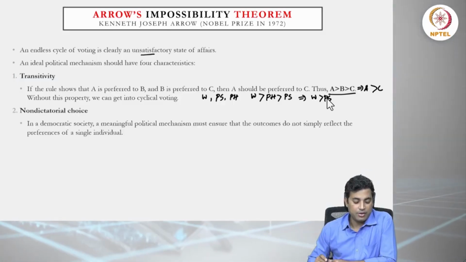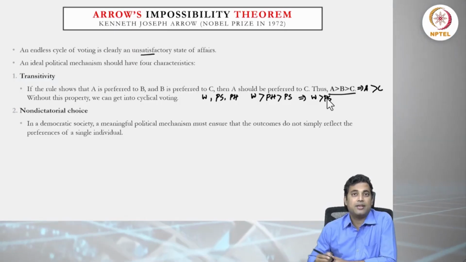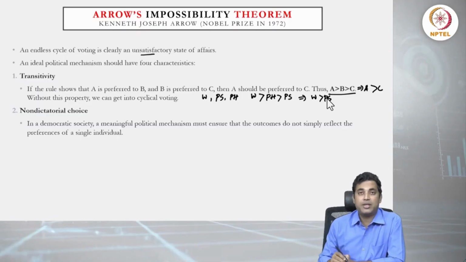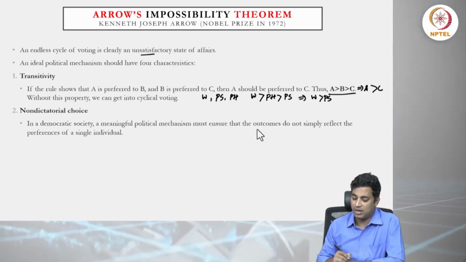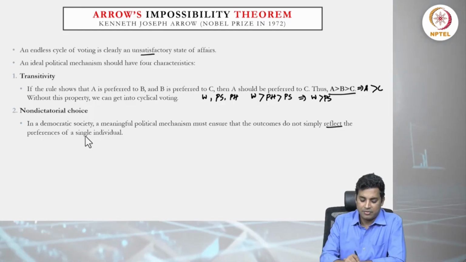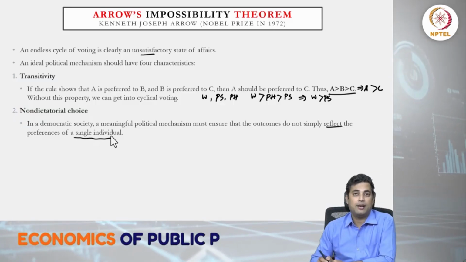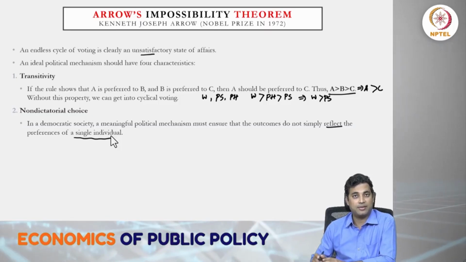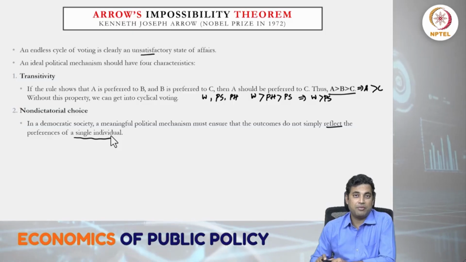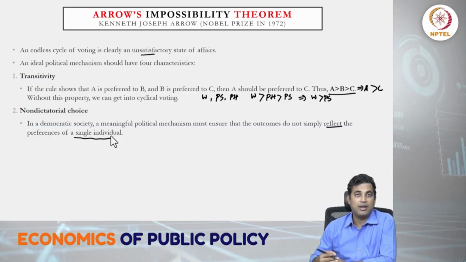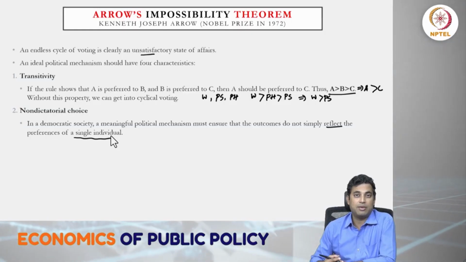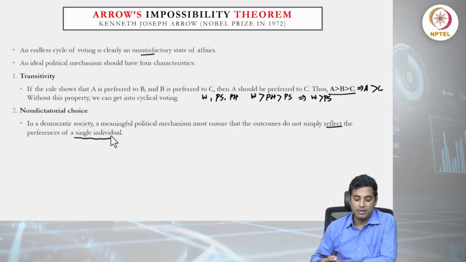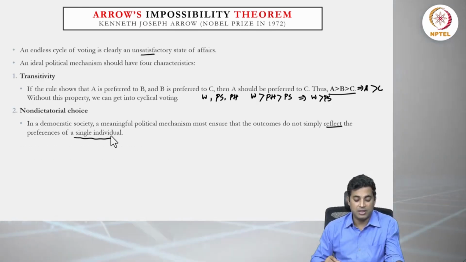The second point is non-dictatorial choice, like in a democratic state of affairs or in society. A meaningful political system or mechanism must ensure that outcomes do not simply reflect the preferences of a single individual or single elite or single interest group. So that is one thing. If individual preferences are not treated individual-wise, and all the individuals in the society are given equal weightage, then this problem, the voting paradox, will not be there. Each one of them will be treated equally.